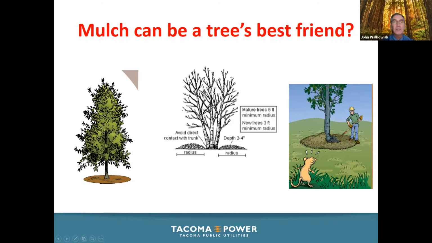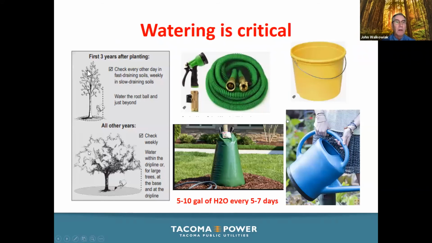Watering, it's critical. I know today's a strange day to say that, but it was only a few weeks ago we were breathing smoke and we hadn't had rain for 3 months. And we're all thinking about, are our trees beginning to wilt? You can use lots of different devices, but the basic concept is 5 to 10 gallons of H2O every 5 to 7 days during the dry season.